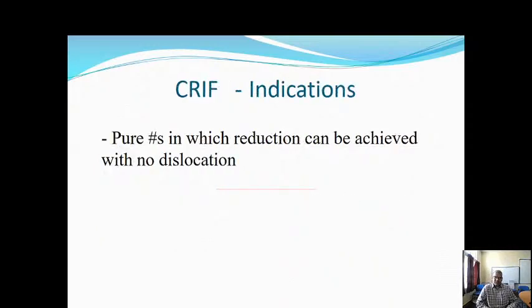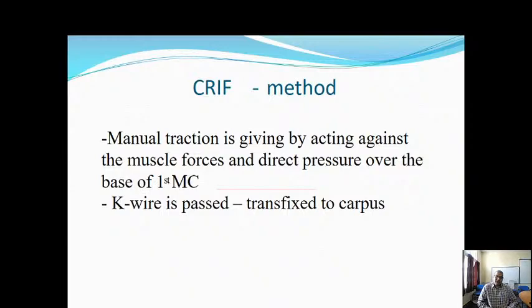The indications for closed reduction and internal fixation are pure fractures in which reduction can be achieved with no dislocation of the joint. The method is by traction and counter traction, and K-wires are passed from the distal to the proximal fragment, and we transfix both the fracture fragments to the carpus, or the neighboring metacarpals.